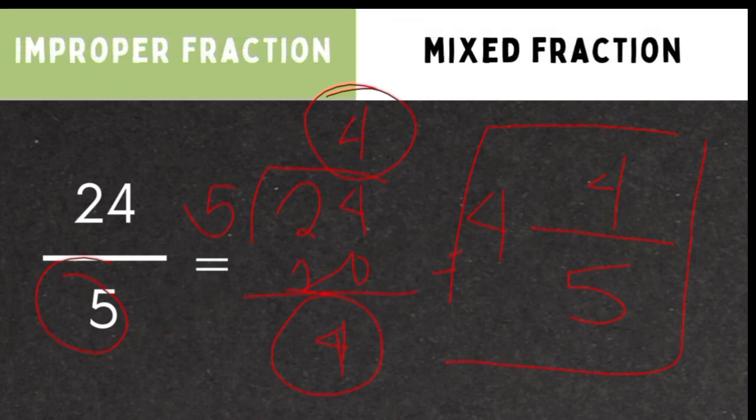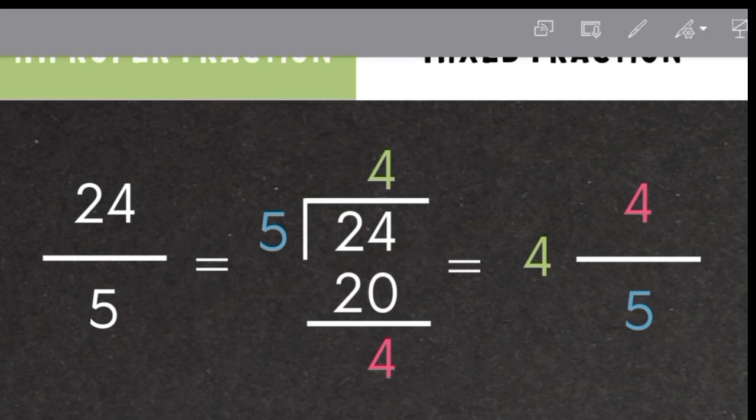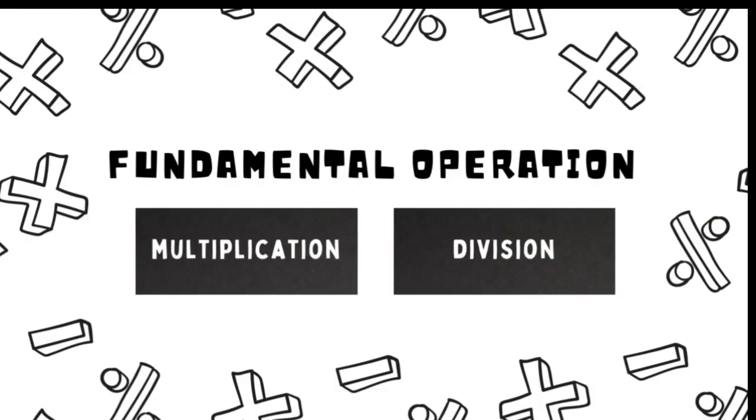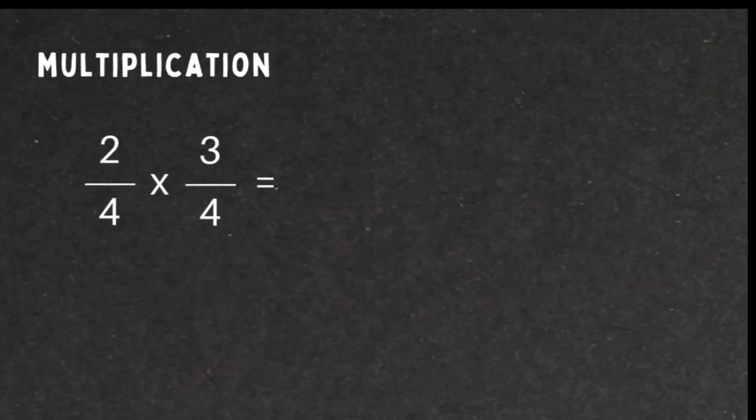Here is a more clear picture. So as you can see, our quotient is our whole number and our denominator did not change, and the remainder is the numerator. So we will now go on to the fundamental operations. I will be tackling the multiplication and division.